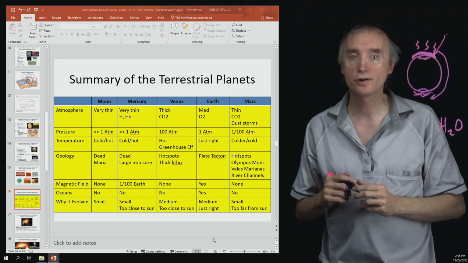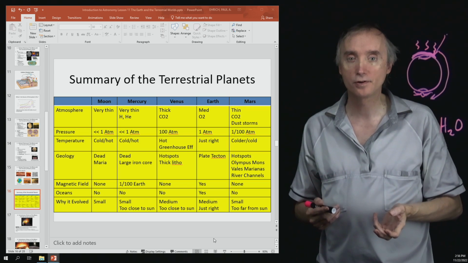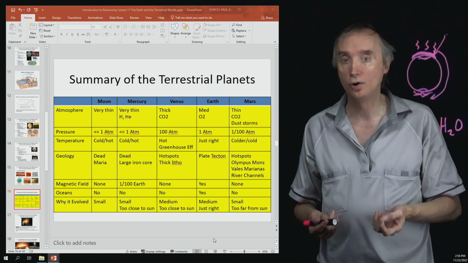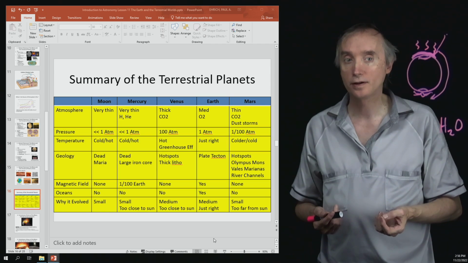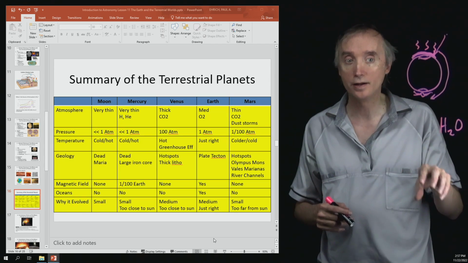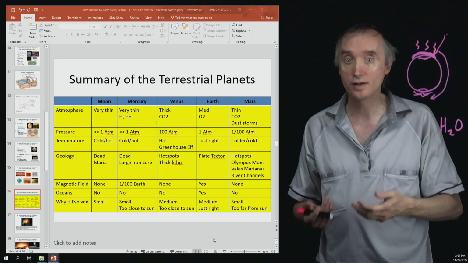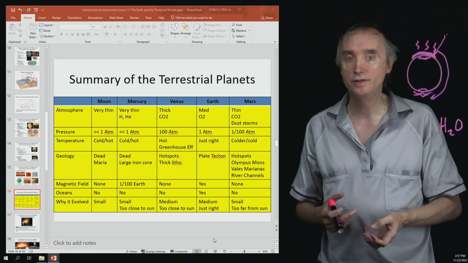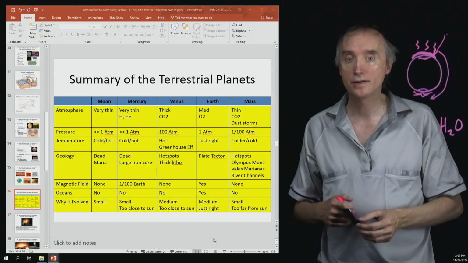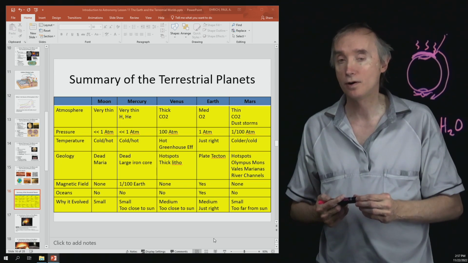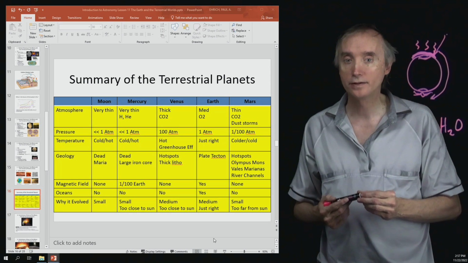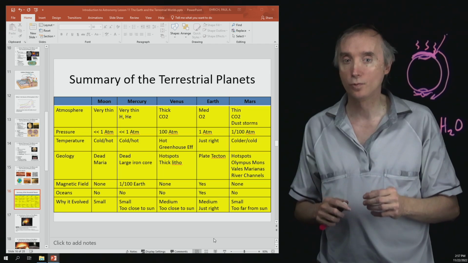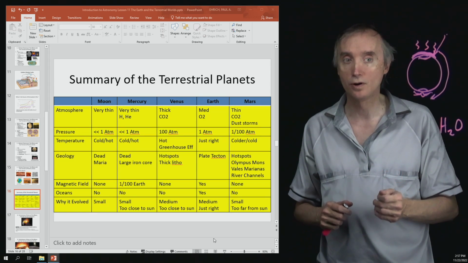So if we start off with the moon, the atmosphere is very thin. Because of that, the pressure is very low. The temperature has extremes in hot and cold because the atmosphere is so thin. It is geologically dead. It has the lunar highlands and then the maria. No magnetic field, no oceans. And then the reason why it evolved the way it did was it was very small.